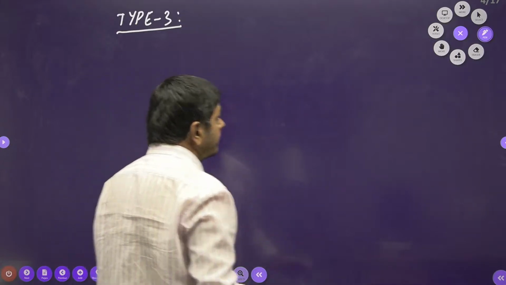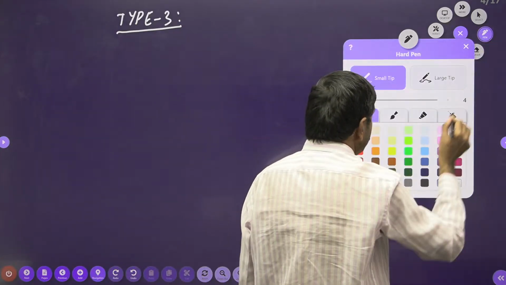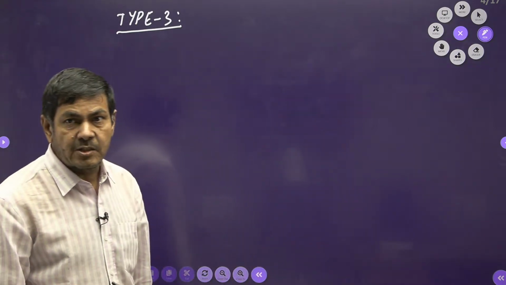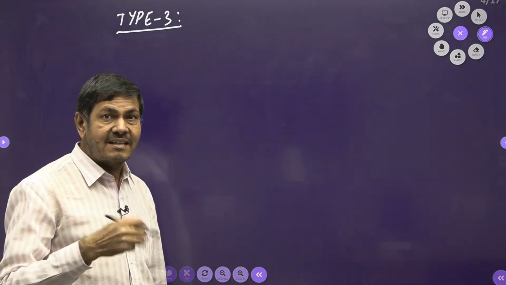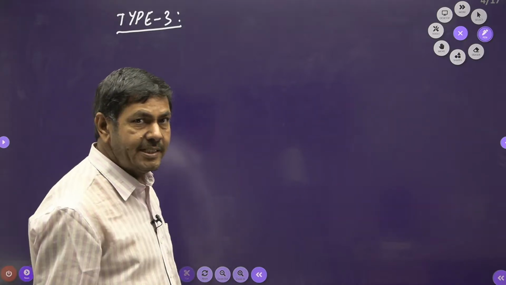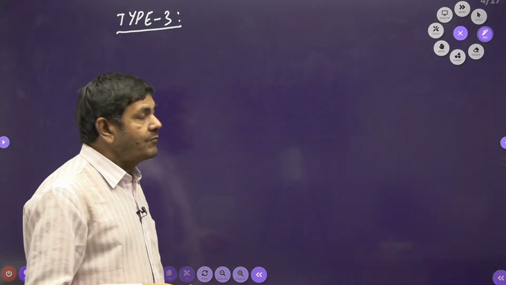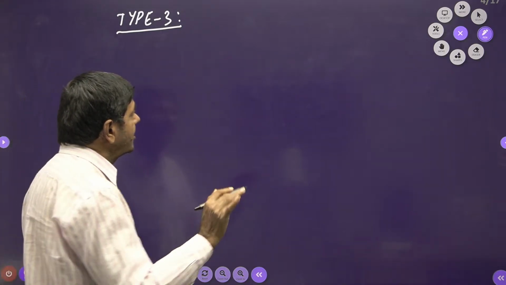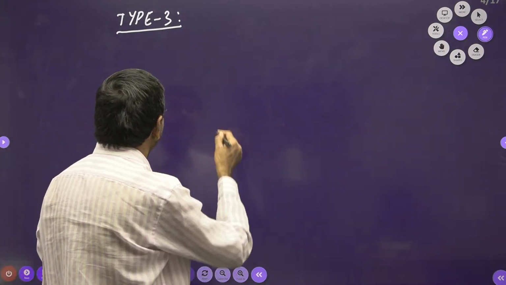What is the next type? In this model, you cannot find any bypass capacitor across the emitter resistance. Now, RE is not connected in parallel with CE. At that time, how we find the voltage gain is more important. I will explain the voltage gain because that is important.